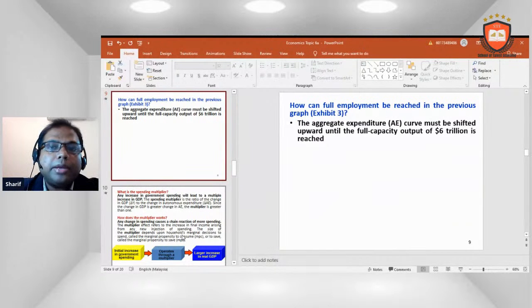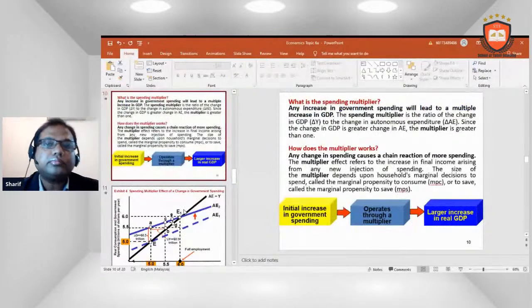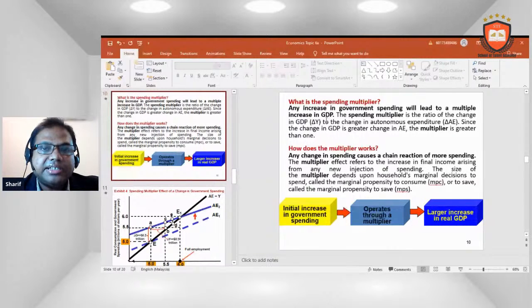How can full employment be reached in the previous graph? The aggregate expenditure curve must be shifted upward until the full capacity output of $6 trillion is reached. What is the spending multiplier? Any increase in government spending will lead to a multiple increase in GDP. The spending multiplier is the ratio of the change in GDP to the change in autonomous expenditures. Since the change in GDP is greater than the change in AE, the multiplier is greater than 1.